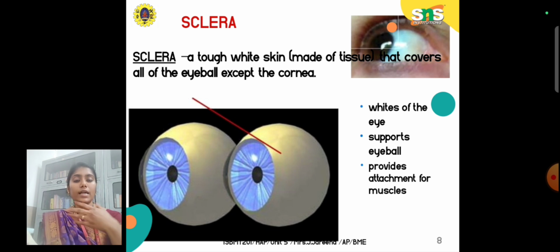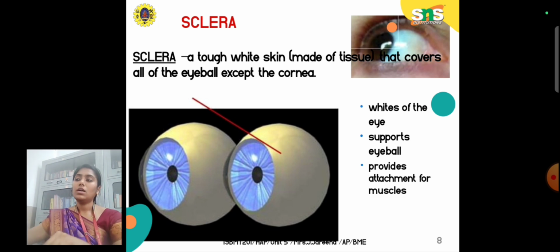We started with the three main layers: cornea and sclera, the outer layer, then the middle layer, the choroid, followed by iris, lens, pupil, and ciliary bodies. Next, the retina, which is continued with the lens. In the retina you have rods and cones, and then you have a blind spot, the point where you don't have rods and cones, and then it continues with the optic nerve. So this is the main structure of the eye.